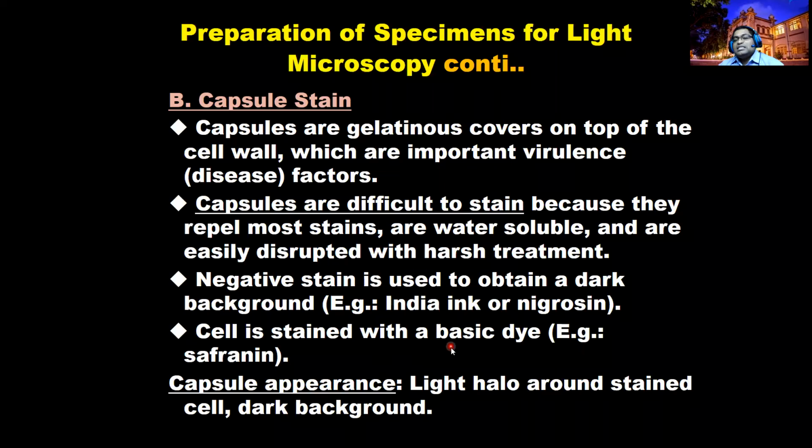India ink. Cells stained with a basic dye such as safranin, but the capsules will appear as a light halo around the stained cell against the dark background. You can use a dark field microscope. If you are using the dark field microscope with these dyes, definitely you can get a clear picture of these capsules.